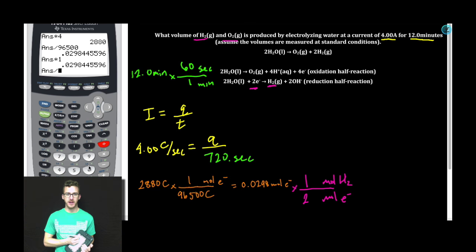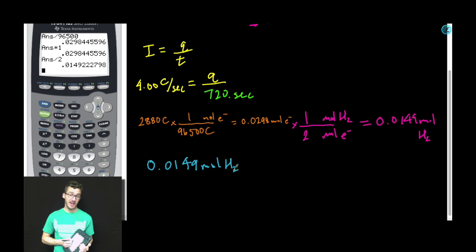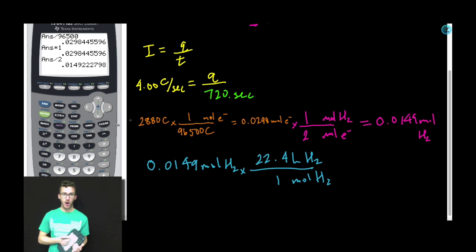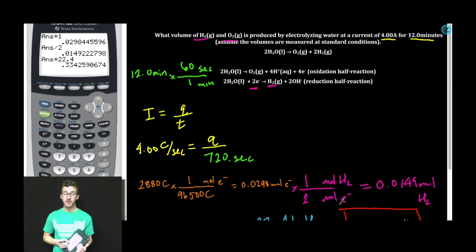Boom. Times 1 divided by 2 equals 0.0149 moles of hydrogen gas. Now, since we're measuring the volume under standard conditions, we can use 1 mole equals 22.4 liters of a gas, which means that we're going to get 0.334 liters of H2 generated. Boom! So that's our volume of hydrogen gas that's going to be generated by electrolyzing water with a current of 4 amps for 12 minutes.